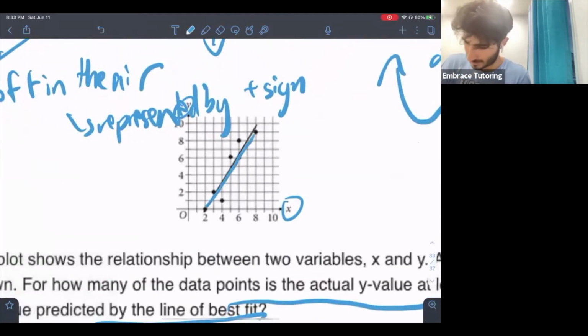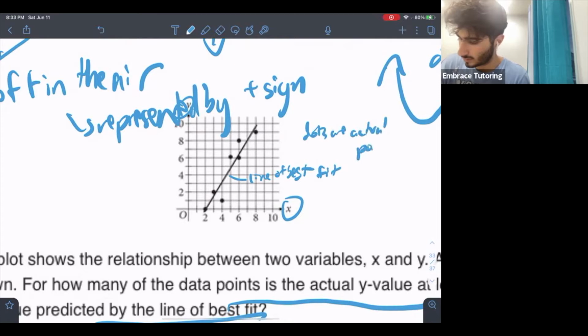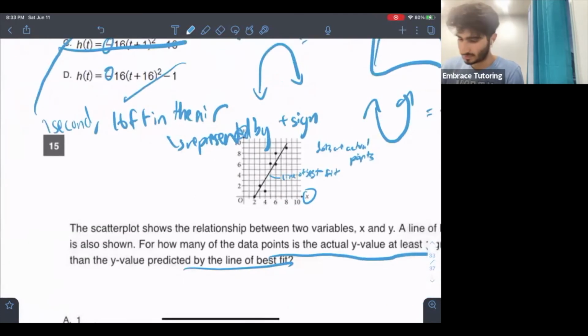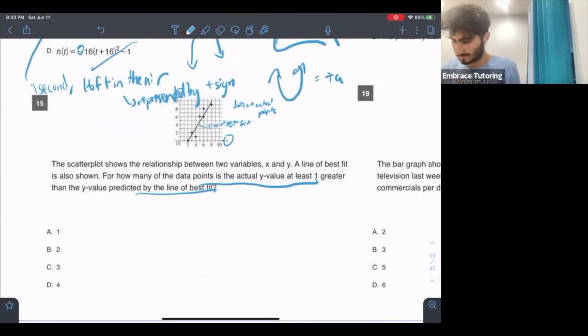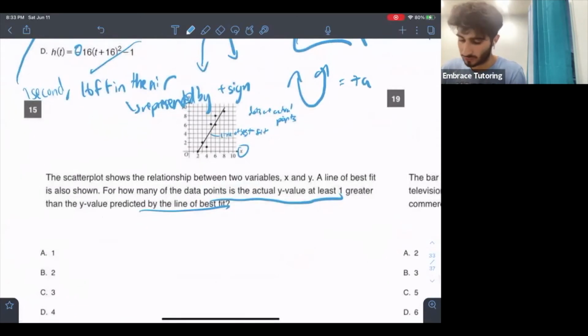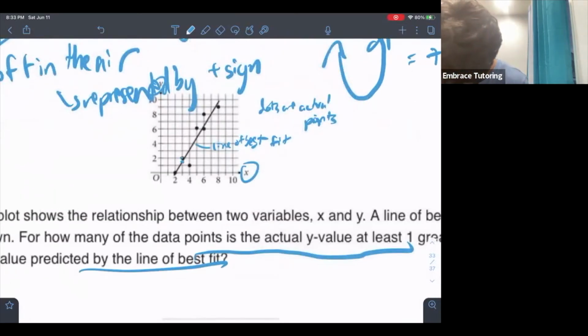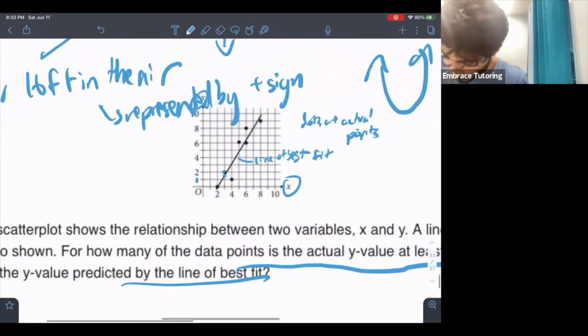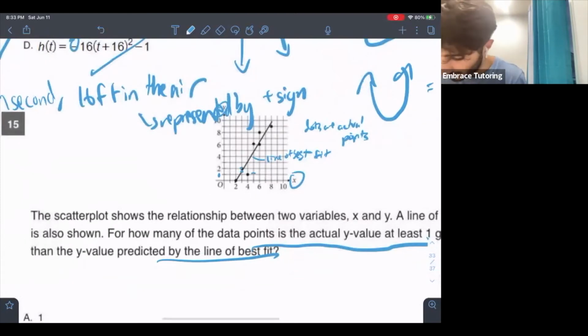So this is the predicted, or this is the line of best fit. And the dots are actual. They're actual points. So what you would do here is see how many points are at least one greater. So this isn't one greater because it's right here, and that doesn't amount to 1. This is 1 right here, should be around 0.5. So that doesn't count. This is below, doesn't count.